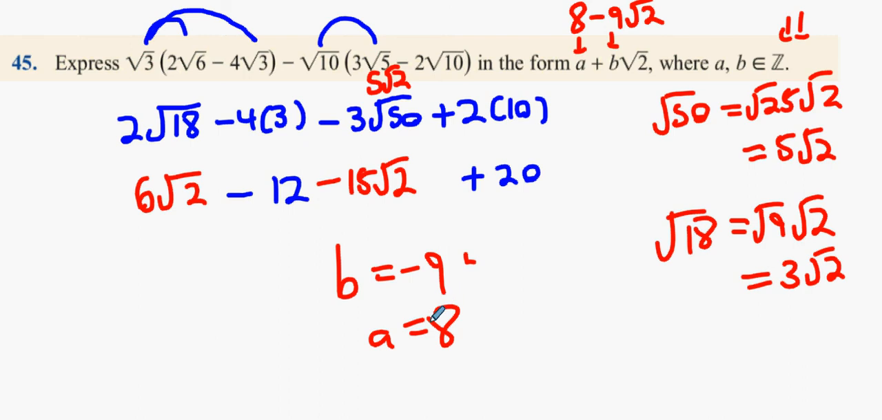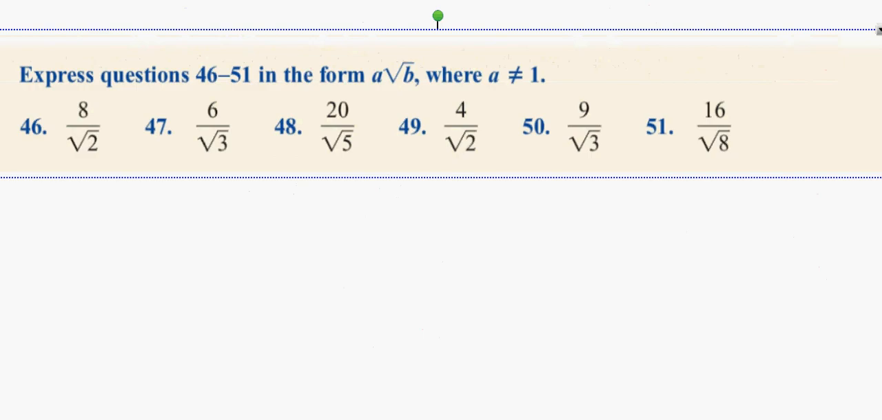Yes, sir? Z wasn't there, does that mean you got it wrong? No, Z means minuses and pluses are allowed. If that was element N, then B can't be minus 9. Okay, good question. Now, these ones here, you ready?